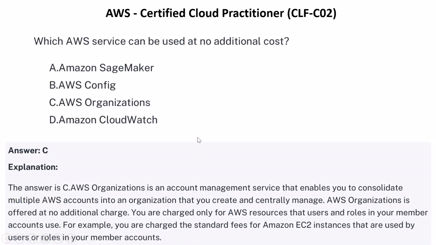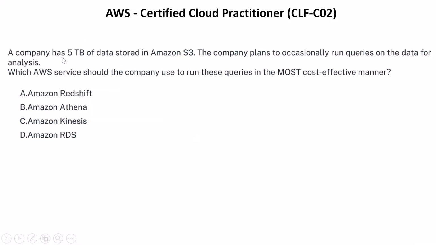Next question. A company has 5 TB of data stored in Amazon S3. The company plans to occasionally run queries on the data for analysis. Which AWS service should the company use to run these queries in the most cost-effective manner? Option A, Amazon Redshift. Option B, Amazon Athena. Option C, Amazon Kinesis. Option D, Amazon RDS.